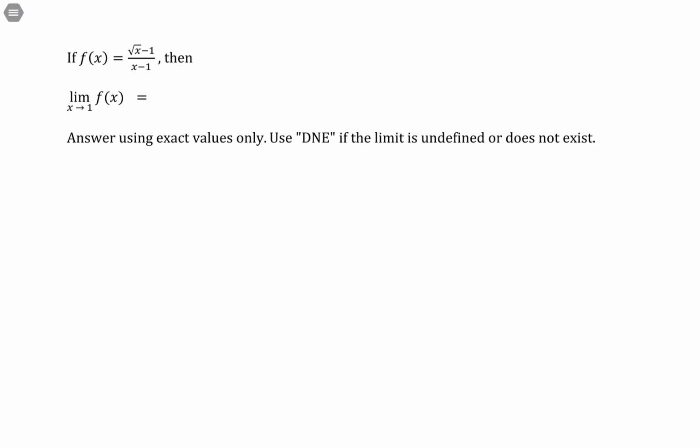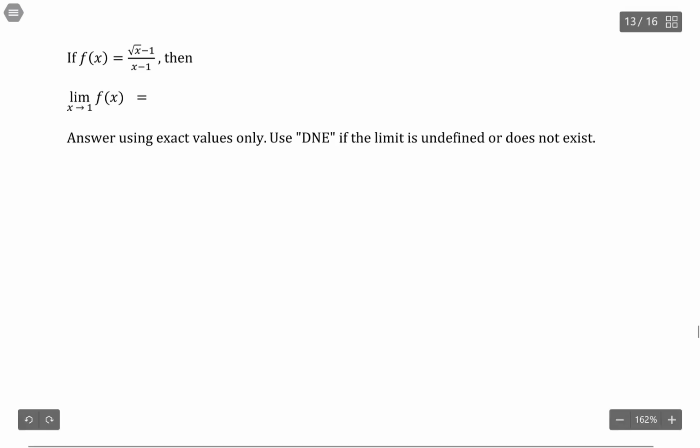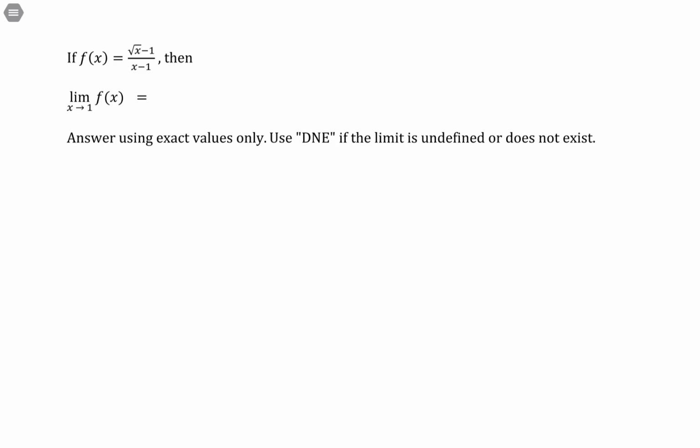If f of x equals the square root of x minus 1 over x minus 1, then the limit as x approaches 1 of f of x equals what? Well, in this case, the first thing we should try, of course, is the analytic method. So the analytic method says take your limit value of 1 in this case and plug that in for x and just see what happens.